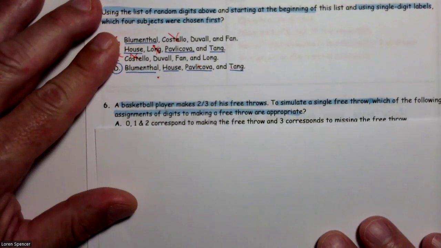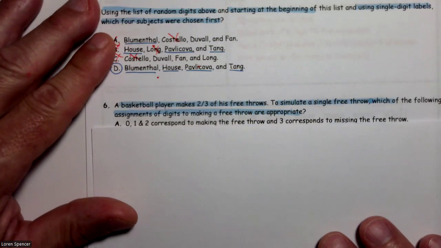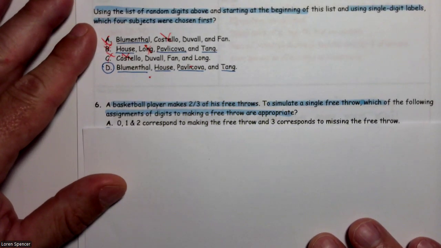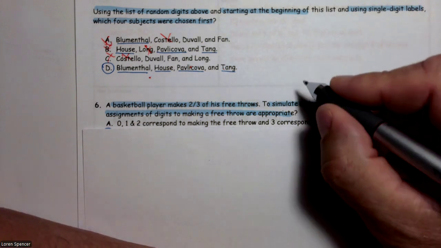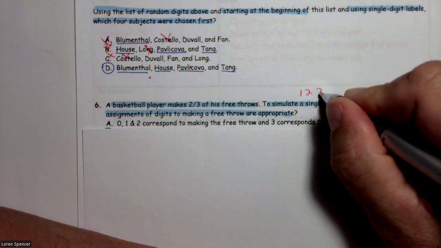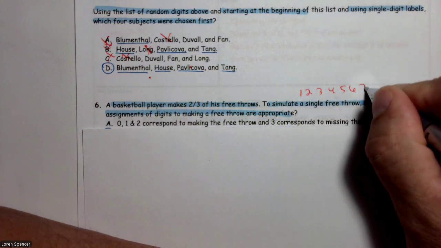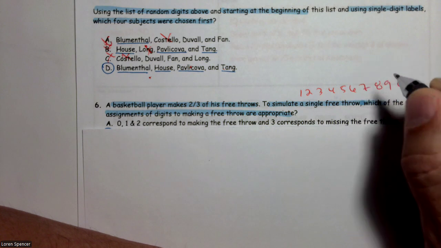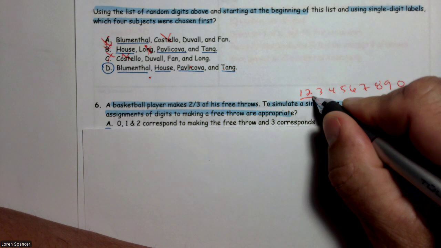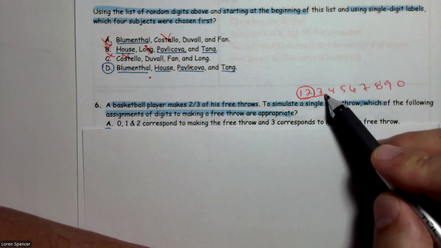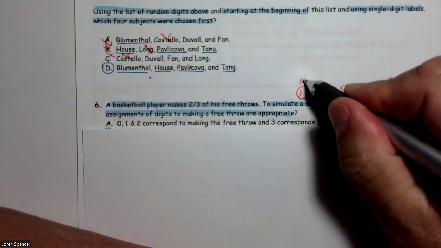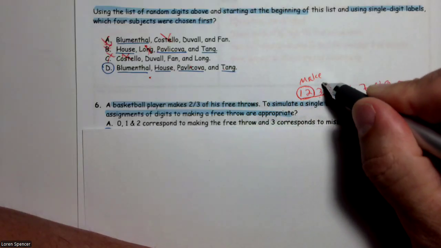Problem 6: a basketball player makes 2/3 of his free throws. To simulate a single free throw, which of the following assignments of digits would make a free throw appropriate? Well, if we have 2/3, I could go 1, 2, 3, 4, 5, 6, 7, 8, 9, and 0. 2/3 would be taking 3 shots and making 2 of them. So 2 out of 3. These would count as shots, these would be makes, and this could be a miss.